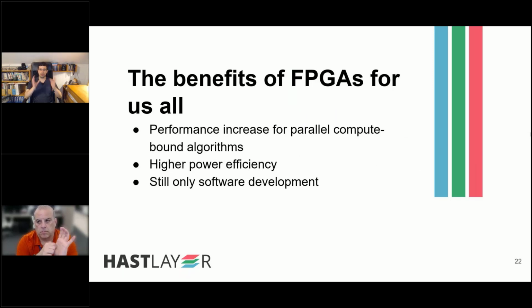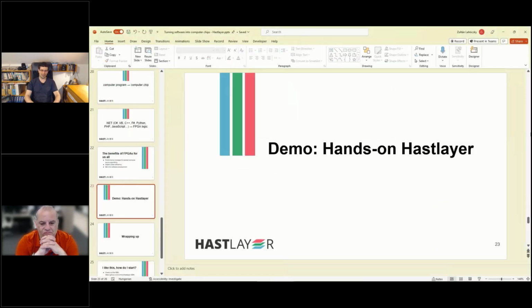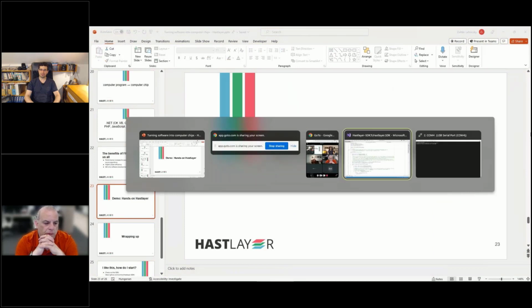So all in all, with Hastlayer, we can get the computing benefits of FPGAs for all of our software developers. So first, you can get a performance increase if your computation is highly parallelized, compute bound, or memory bound. Secondly, you get a higher power efficiency, a smaller computing cost, and it's still software development as usual. So a lot of talk until now. Let's check out a demo.